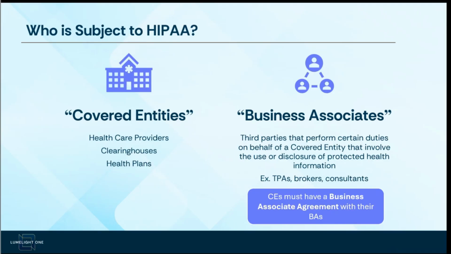Importantly, before a covered entity can share any protected health information with a business associate, they must enter into a business associate agreement, which is a written document that ensures that the business associate will treat the protected health information in a secure and HIPAA compliant way.